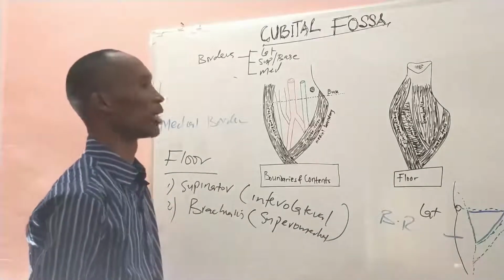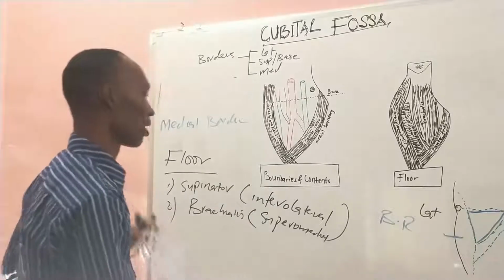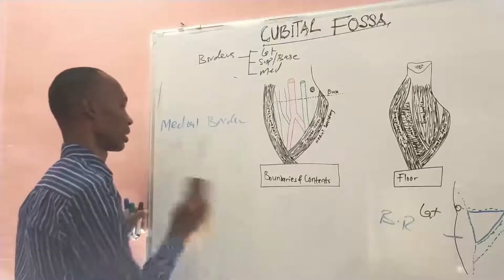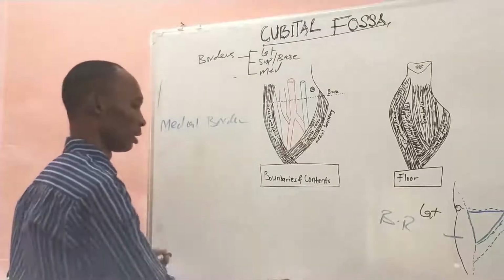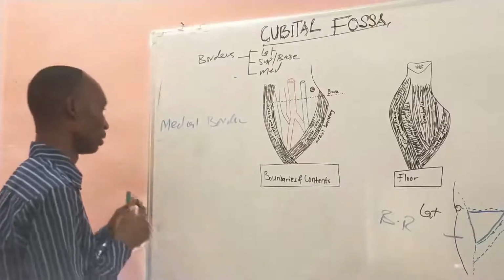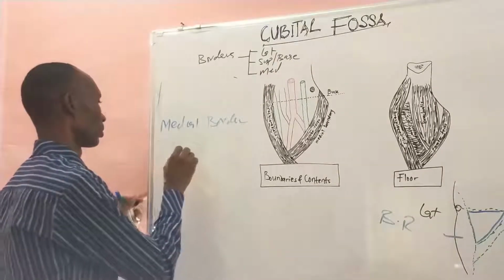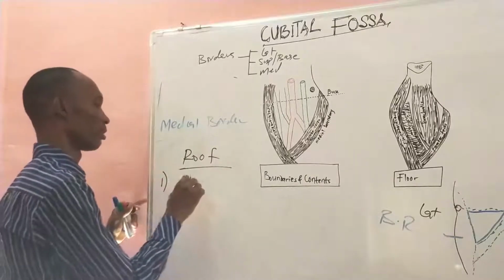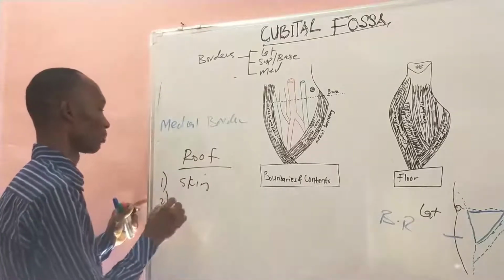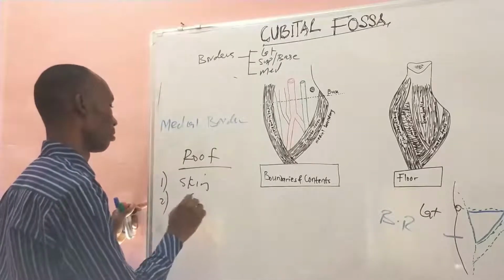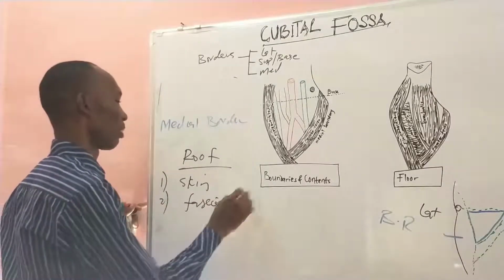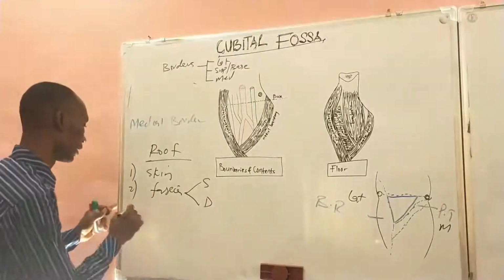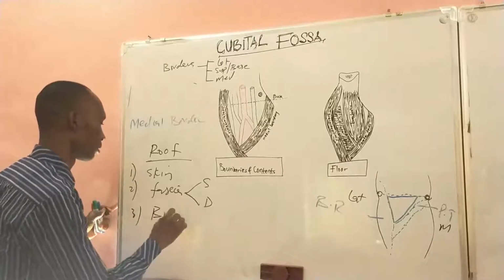Next, we look at the roof. The roof of the fossa is formed by skin, superficial and deep fascia. It is first formed by skin. It's also formed by fascia, superficial and deep fascia. The next structure forming the roof is the bicipital aponeurosis.